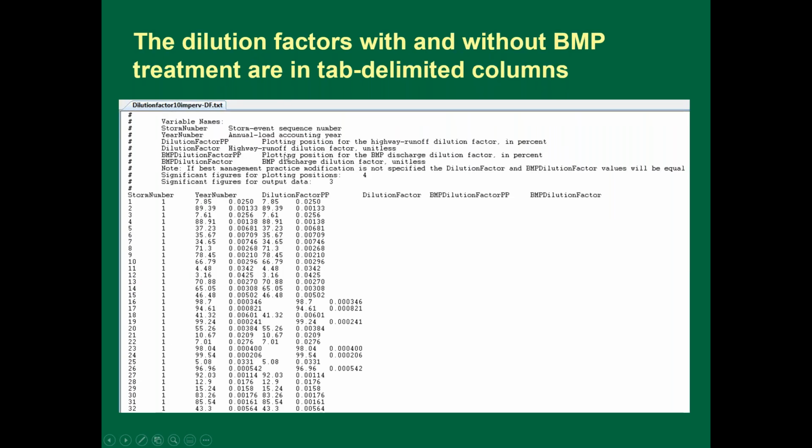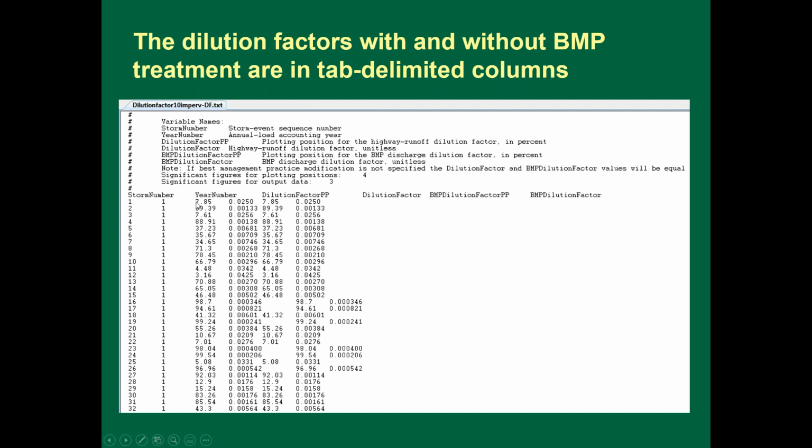As we've seen when we looked at the output, all the SELDM outputs are tab delimited text files to facilitate use in Excel or in graphing packages, so that you can copy and paste the data in to make graphs, do any post-processing statistics. You can sort by values. SELDM generates just storm event values, and it has the annual load accounting year in the next column, and then just the randomly generated percentiles.